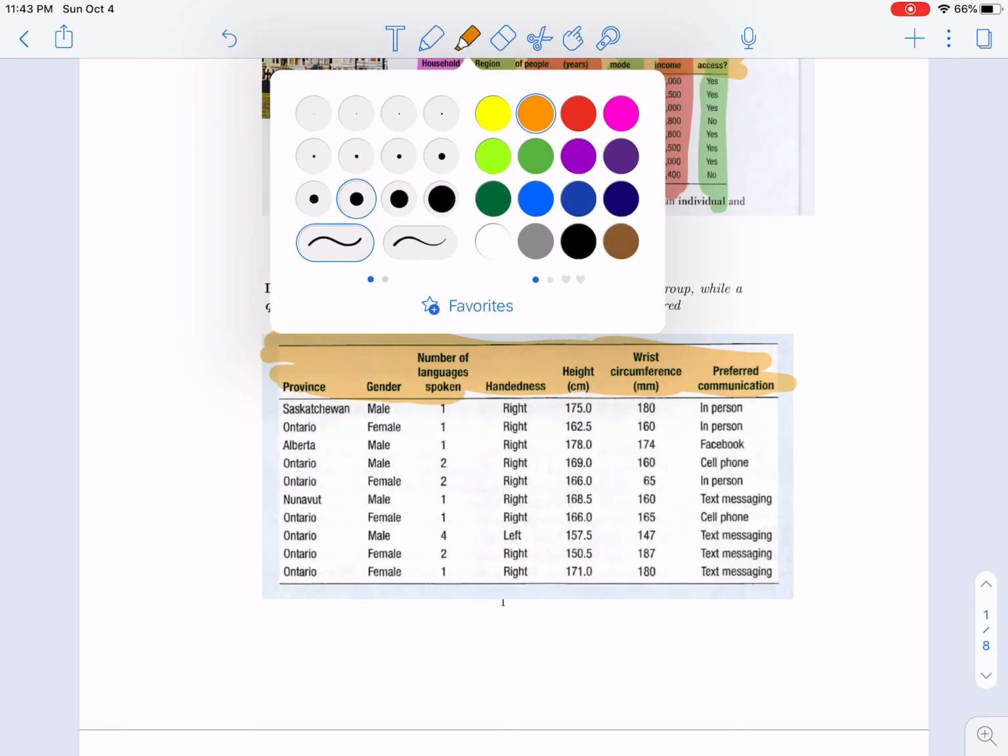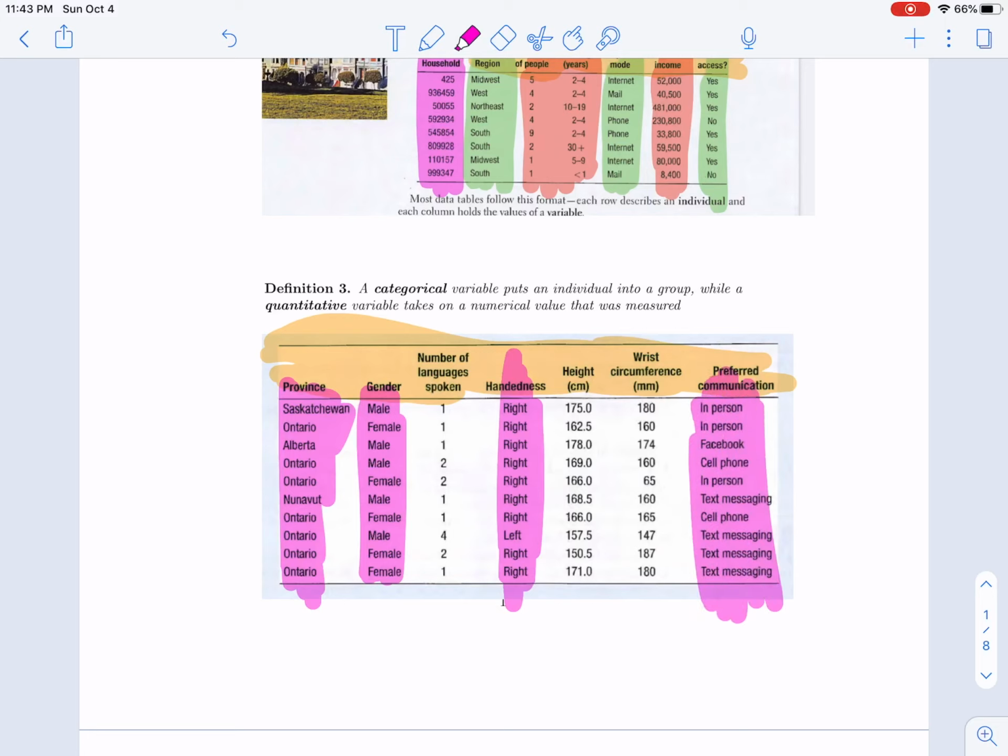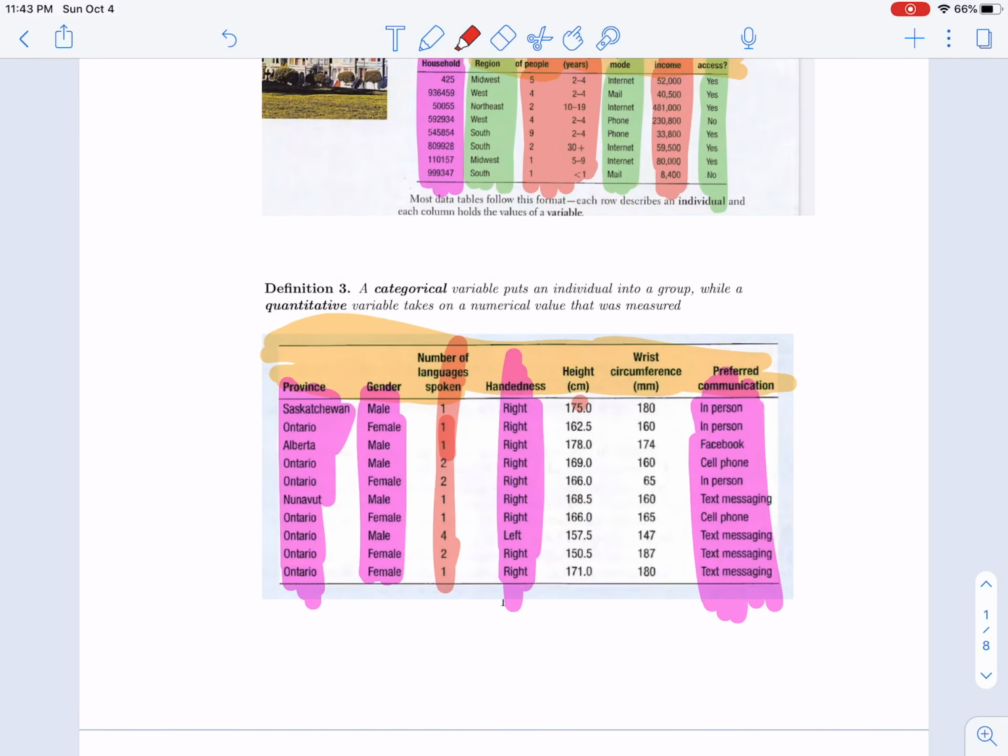So let's go again. We have some categorical data, where these people live, the provinces of Canada. Canada doesn't have states, it has provinces. The genders, the handedness. These are all categorical, preferred communication. Everything else is quantitative, right?